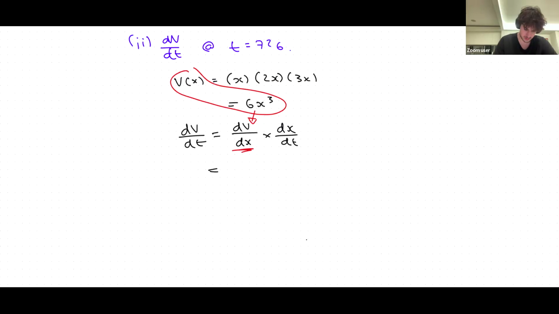Wait, I'm getting lost. Okay, so that was 6x cubed, so that's 18x squared. Yep, 18x squared. And what about dx/dt? Do we know dx/dt? We have that from the last one, which was minus 3t plus c.